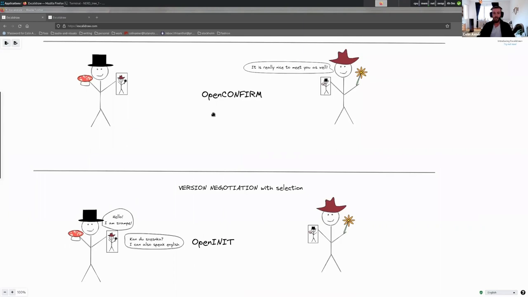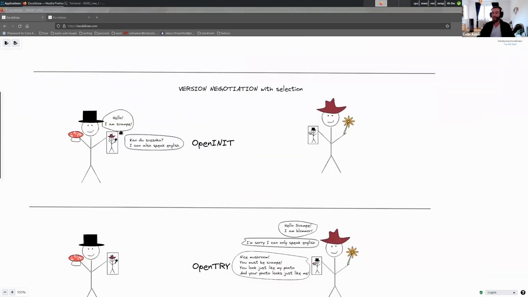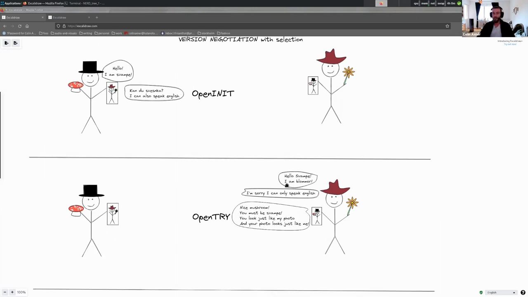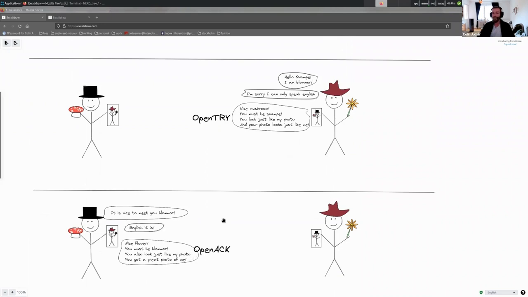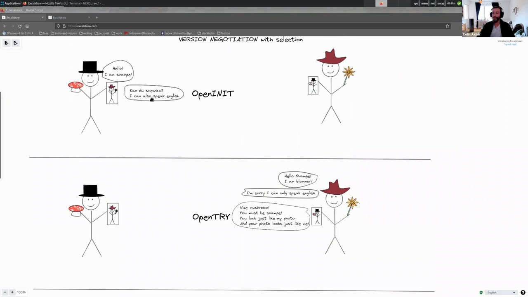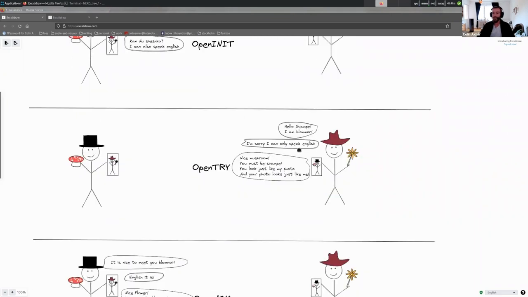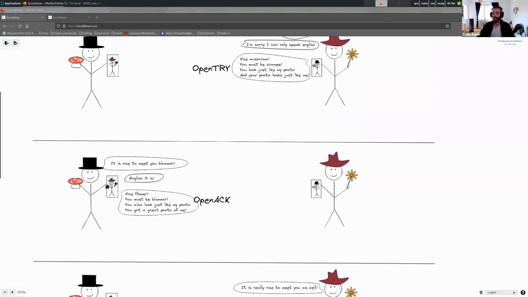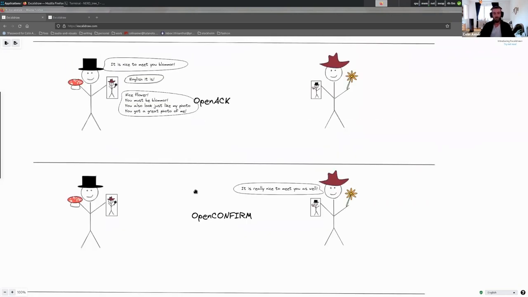Cool. So now let's look at an interesting case where we have selection with the version negotiation, where we have some proposal, but then we have some sort of selection after. So here, Svante says, kan du svenska? I can also speak English. And here we see a response of Bloomor, I'm sorry, I can only speak English. And so Svante says, English it is. So here we had Swedish and English as the proposed languages, but Bloomor says, sorry, I only do English. And so Svante goes with that, since that is supported on both sides. And now they've had a little bit of a negotiation and agreed to speak English for the rest of the handshake and any further communication.